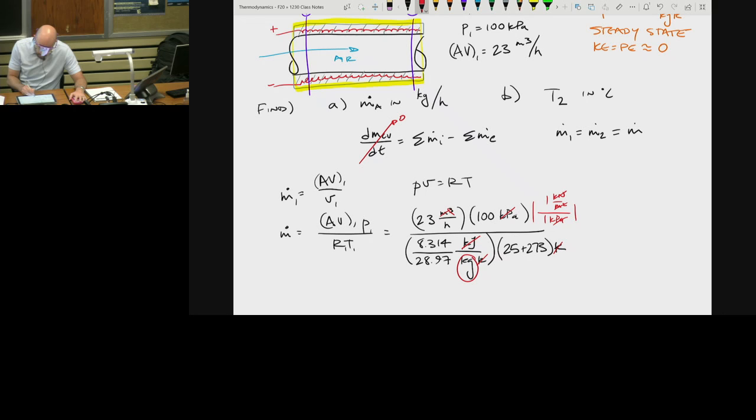And I have kilograms per hour. If we look at the units, if I multiply the bottom by kilograms and the top by kilograms, which is multiplying by 1, I get kilograms per hour. And that is what the problem statement asks. So now and only now I can do my calculation. Please get in that habit.